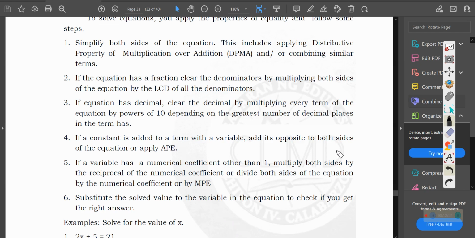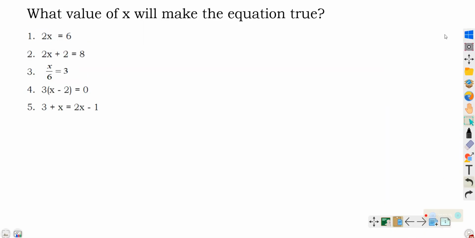So, now, let us apply the properties na in solving equations. Ayan. So, dun muna tayo sa number 1. We have 2x equals 6. What value of x will make the equation true? Pag ganito yung tanong, ibig sabihin, isa-solve lang natin yung equation. Ayan tayo sa number 1.